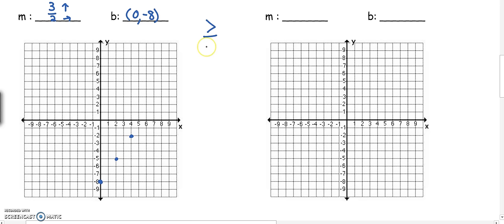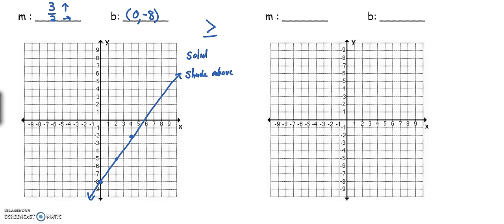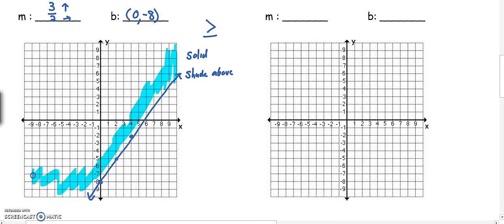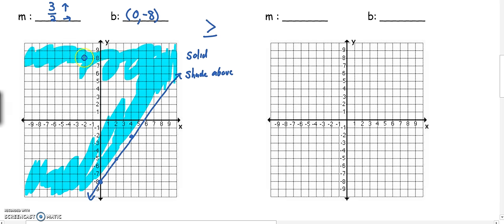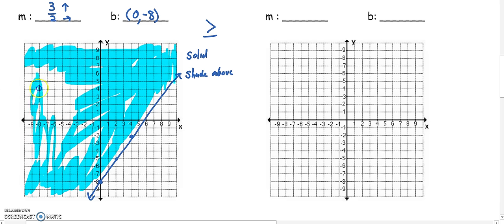And then I'm going to look at my sign. So my sign was a greater than sign, which means it should be a solid line. And then I need to shade above my line. So I'm going to draw my line in all the way across my graph. And then in this case, I'm going to shade above. Remember, the shading doesn't have to be perfect as long as I can see what region you are shading.